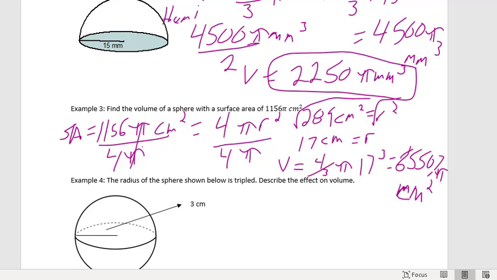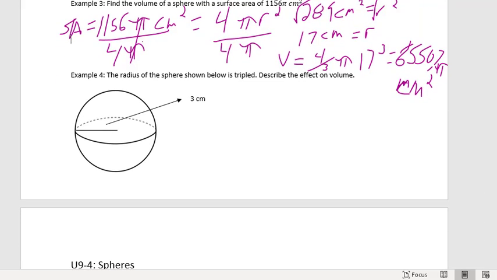All right, our last example. We are going to triple this radius and see the effect on the volume. So let's first start off with our volume of the original. 4/3 pi times 3 cubed. 3 cubed is 27, and divided by 3 is 9. 9 times 4 gives me 36. So 36 pi centimeters cubed.